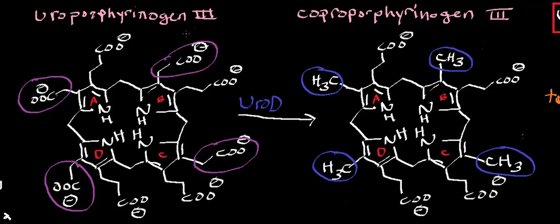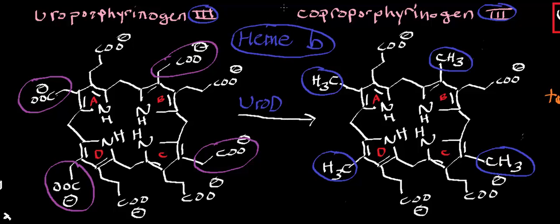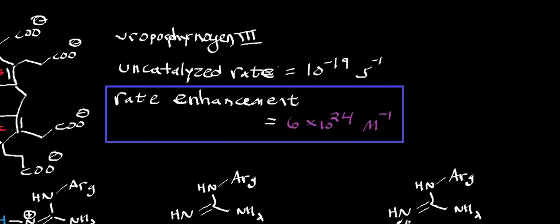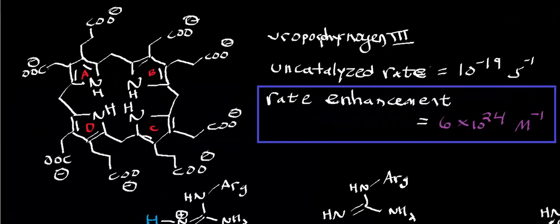Now, there's multiple uroporphyrinogens as indicated by this 3 here. Okay, this is just the most common one, just like there's multiple coproporphyrinogens. This just happens to be the most common variant of them, and it's the one that's used in heme B synthesis. So just keep in mind the heme we're going to ultimately make is heme B. Okay, so heme B comes from uroporphyrinogen 3 and ultimately coproporphyrinogen 3. Okay, although there are others. So just some background information on this enzyme.